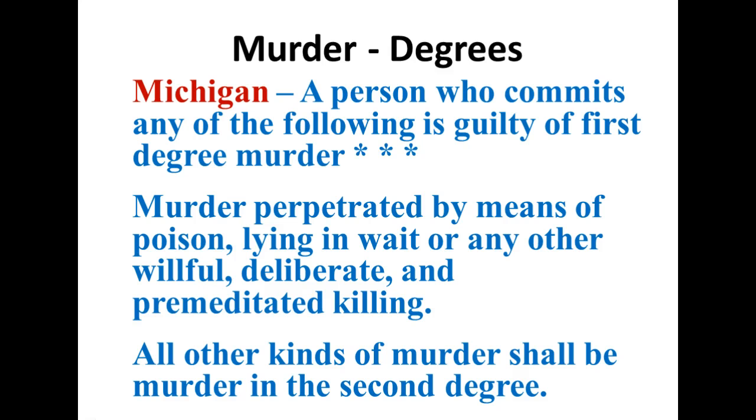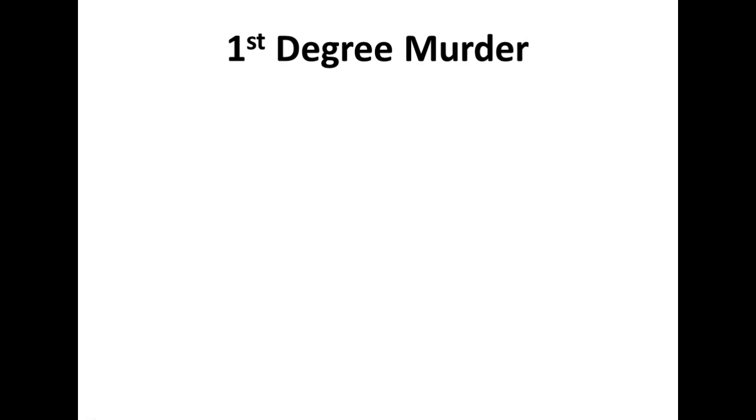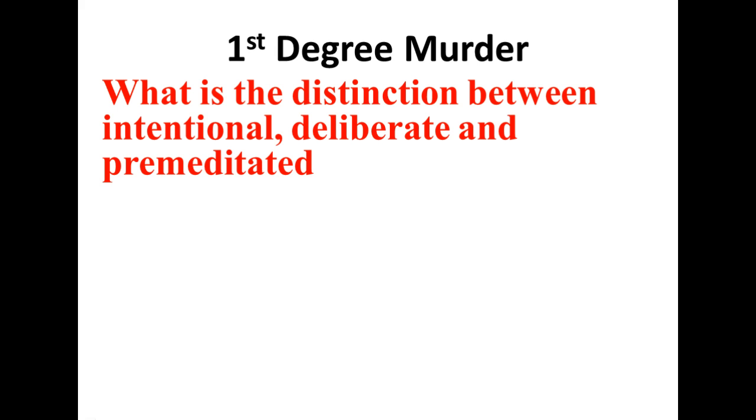So what this does is that only intentional killings, intentional murder, the one part of malice aforethought that is intentional, will qualify for first-degree murder. Now, the real difficulty in working with first-degree murder is to distinguish between intentional, which is part of malice aforethought, also second-degree murder, and deliberate and premeditated.